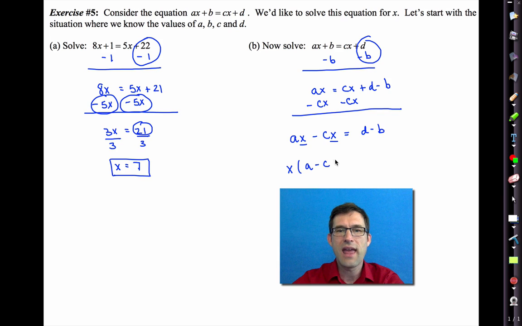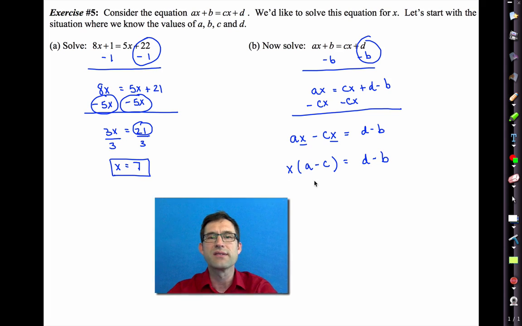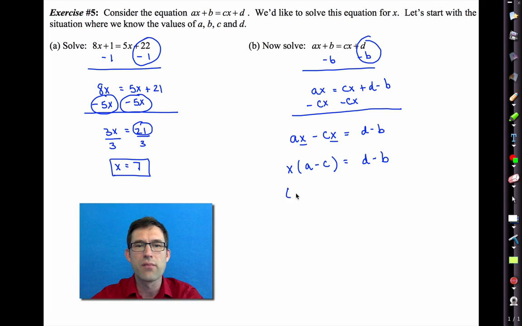Okay, and I'm going to get a minus c in here. If you really think about it, that's exactly what we had over here. We had 8 minus 5 and we got 3 times x. Here we have ax minus cx and we have a minus c times x. I think the biggest difference is that on this side it was written more like this: a minus c times x equals d minus b. But yet we finish it off by doing exactly the same thing.